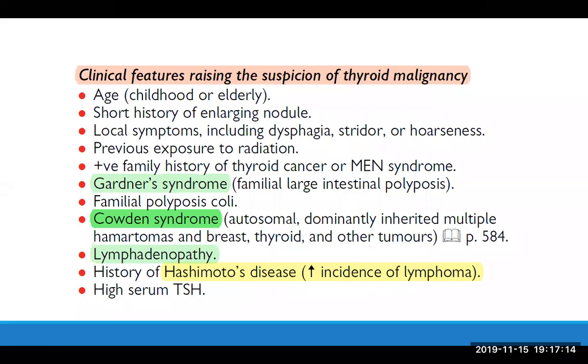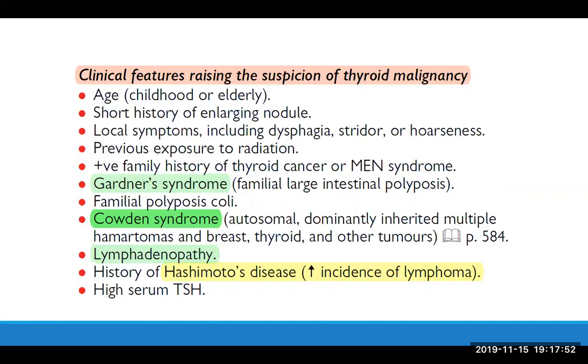Of course, the clinical features raising the suspicion of thyroid malignancy are very important. Age in childhood or elderly, a short history of an enlarging nodule, and local symptoms like dysphagia, stridor and hoarseness. These are alarming manifestations, as is previous exposure to radiation. And don't forget that radiation exposure, such as atom bomb exposure, increases the risk of papillary thyroid carcinoma, which is the commonest thyroid malignancy. A positive family history of thyroid cancer or MEN syndrome increases the suspicion of thyroid cancer.